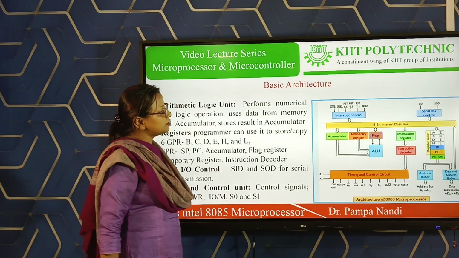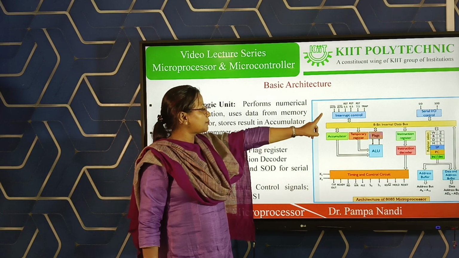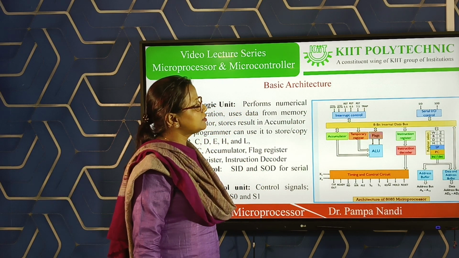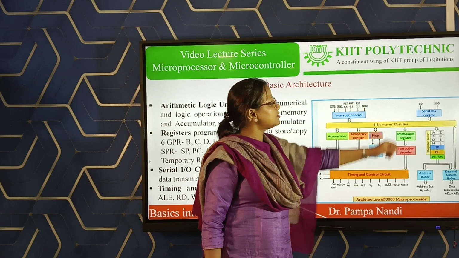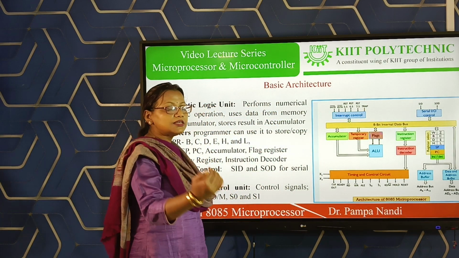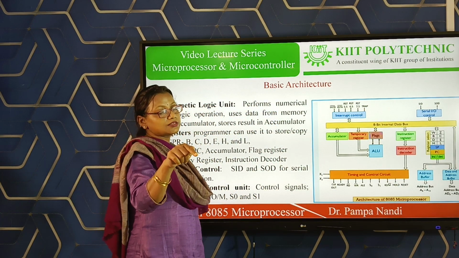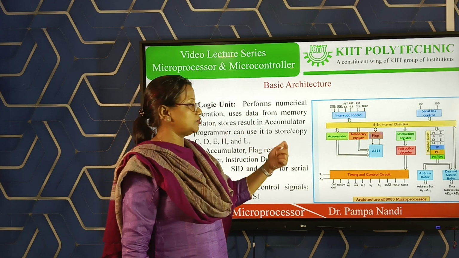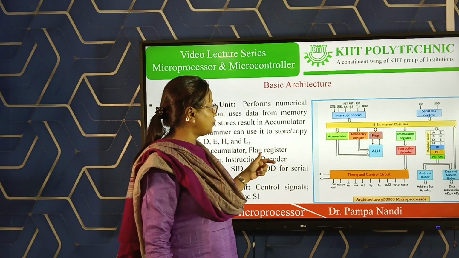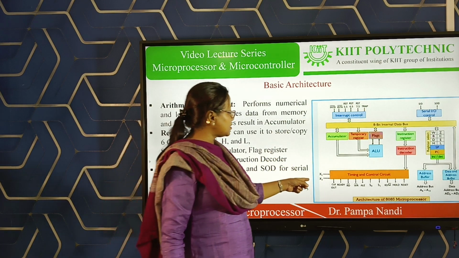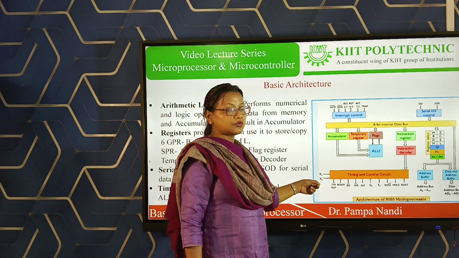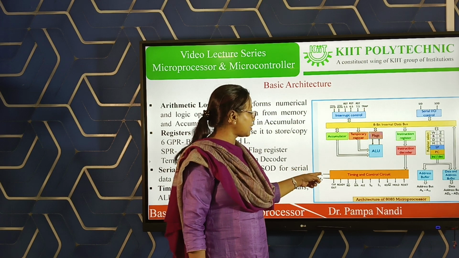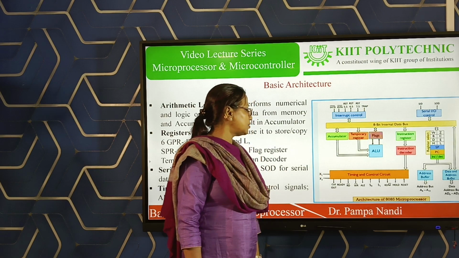You can see in this diagram that the interrupt control is there, then two other control lines, serial IO control. Here you can see serial IO control. They are for serial transmission. Data can come in serially and go out serially. That is SID and SOD, serial input data and serial output data. Then here you can see X1, X2, these are two lines for the clock. One is for the input clock and output clock, and the timing and control unit.